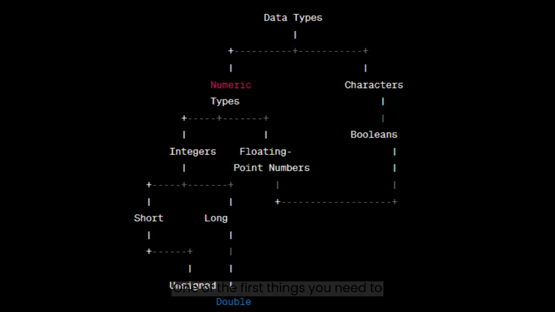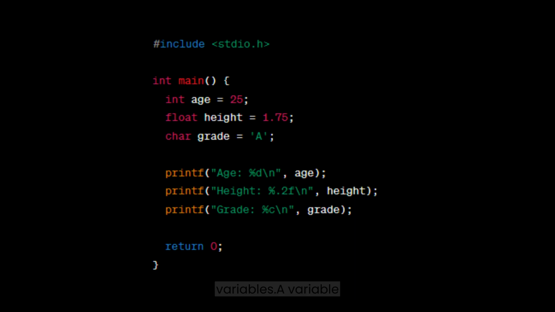One of the first things you need to understand when learning C is data types. C language has several built-in data types, including integers, floating point numbers, characters, and Boolean values. To work with data in C language, you need to store it in variables. A variable is a named storage location in memory that can hold a value of a specific data type.